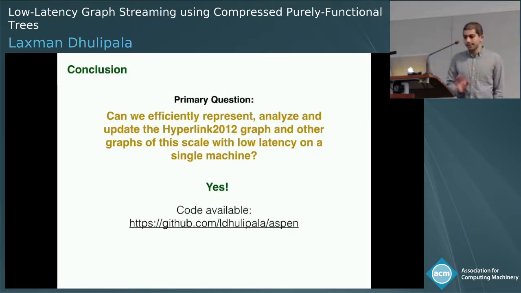So I wanted to address this main question in this talk today, which is whether we can design a graph streaming system that can efficiently represent, analyze, and update the hyperlink 2012 graph and other graphs at this scale with very low latency on a single machine. I hope I've convinced you in this talk that the answer is yes. You can do it using Aspen. And we've made all of our code publicly available, so you can find it on this GitHub link here.